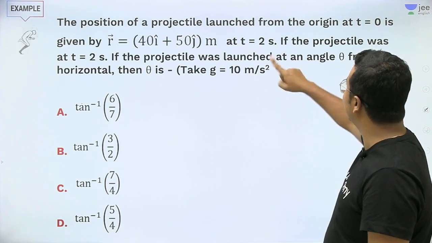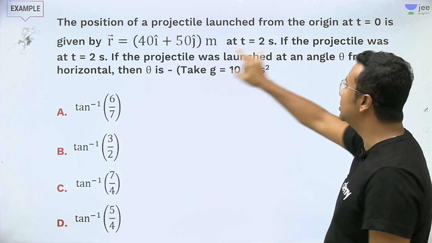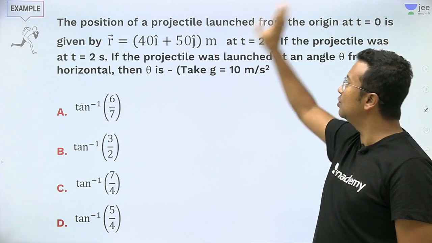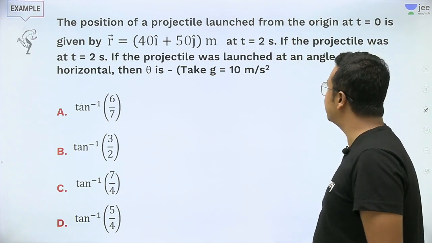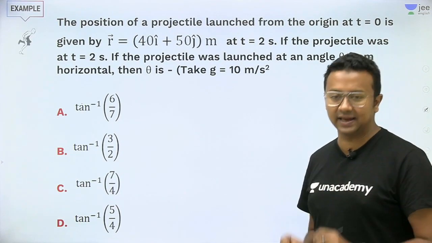The position of a projectile launched from the origin at time t equals 0 is given by r equals 40 i cap plus 50 j cap meters at time t equals 2 seconds. Clear?